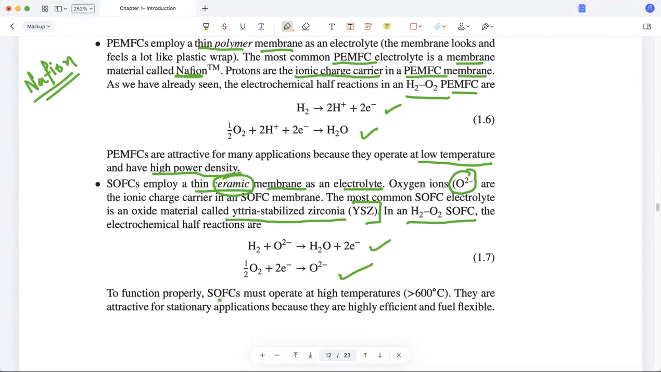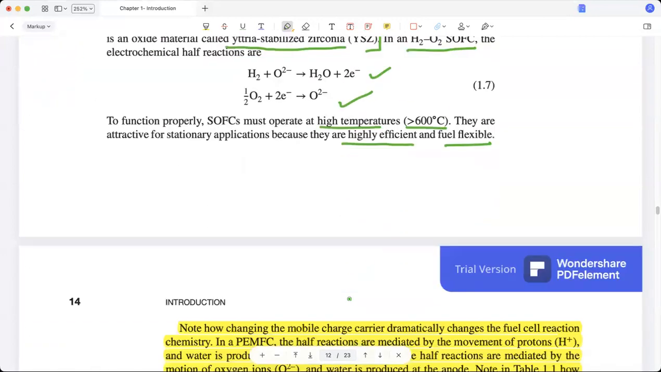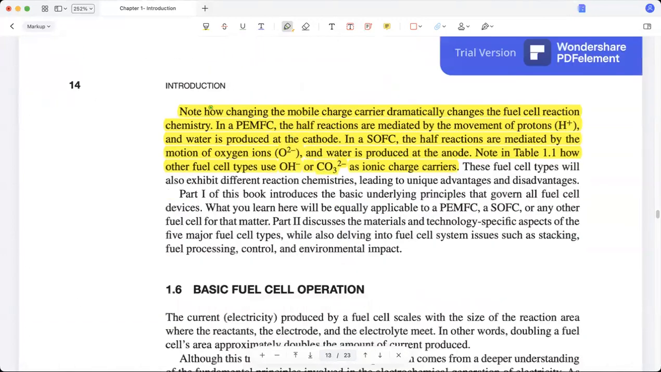To function properly, SOFCs must operate at high temperatures, greater than 600 degrees Celsius, and they are attractive for many stationary applications because they are highly effective and fuel flexible. Now, note how changing the mobile charge carrier dramatically changes the fuel cell reaction chemistry. In the polymer electrolyte membrane fuel cell, the half cell reactions are mediated by the movement of protons and the water is produced at the cathode.